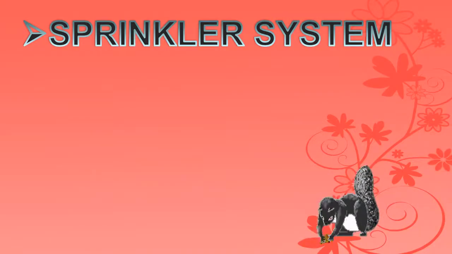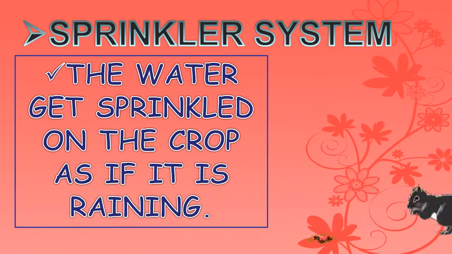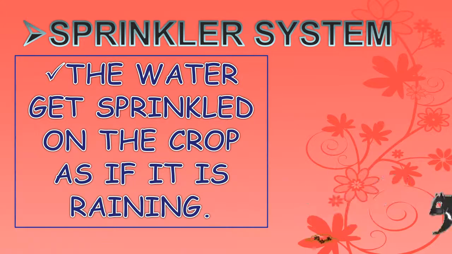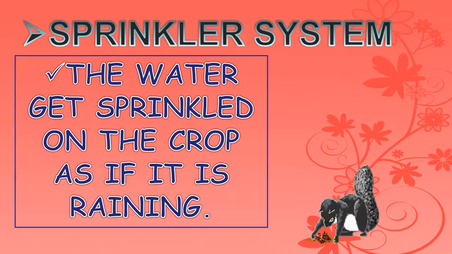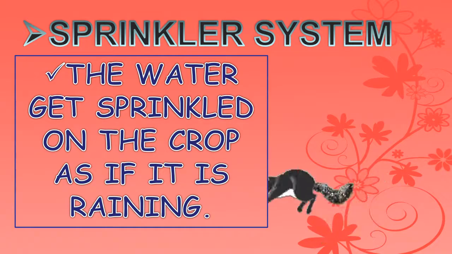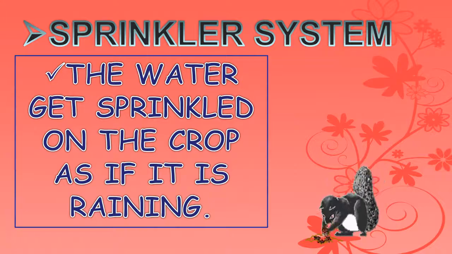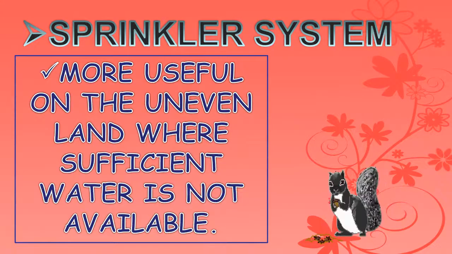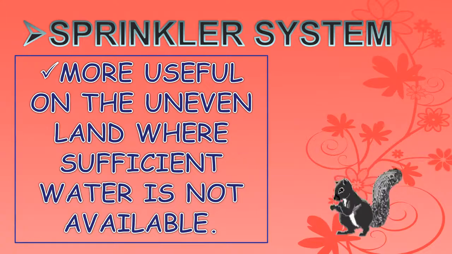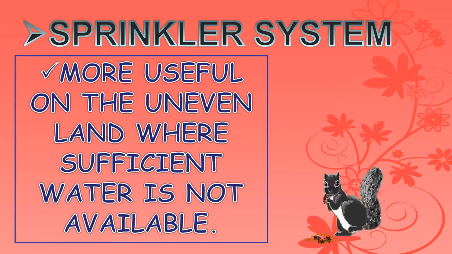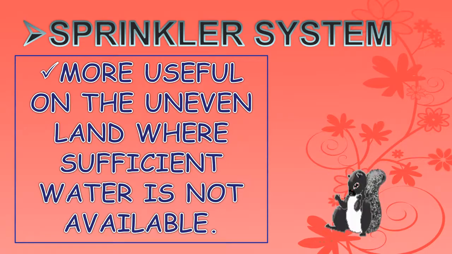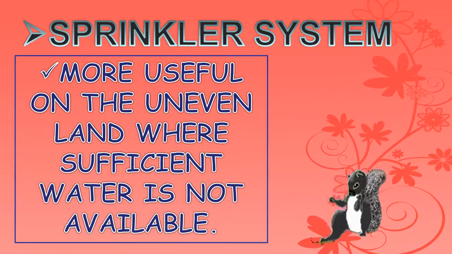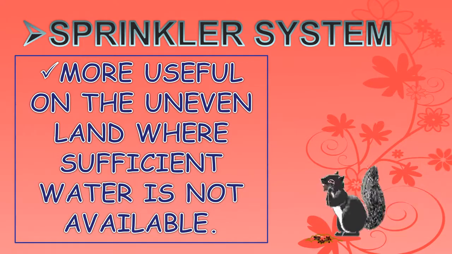Sprinkler system. It mimics the phenomenon of rain. In this, pipes carry water to central locations on the farm and sprinklers distribute the water across the fields. It is one of the most efficient irrigation methods to irrigate uneven land for agriculture. In addition, it provides the best coverage regardless of the size of the farm.